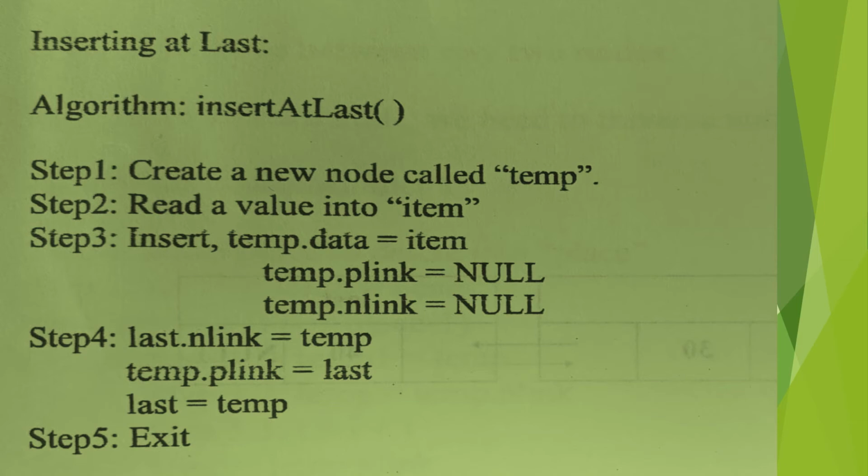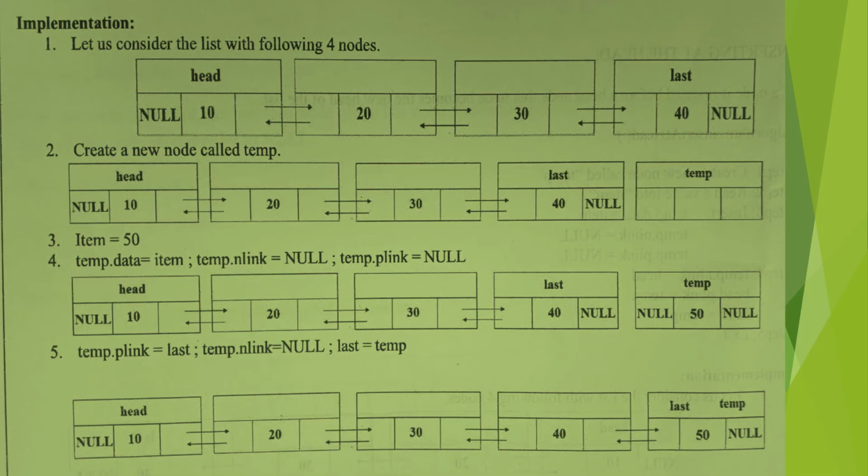Let us see this diagrammatically. Here 4 nodes, first head and last element. So I want to insert here a new node temp. The simple thing is just insert the address of the new node in last dot n link as well as the address of the last in temp dot p link.